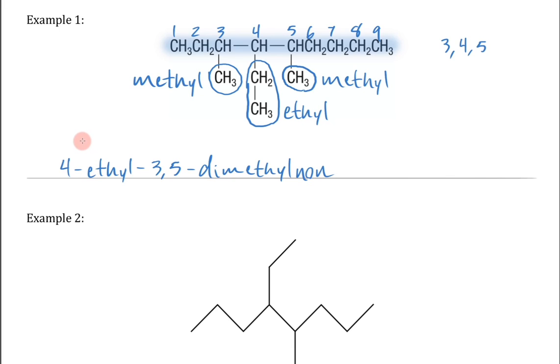Okay, so we have 4-ethyl-3,5-dimethyl-non. This is not the finished name. We do need to put our suffix at the end. And in any of these examples, it's quite simple. The suffix for any alkanes is -ane. So our full name is 4-ethyl-3,5-dimethyl-nonane. Okay, it's kind of a weird name, but that's what we arrive at when we follow the IUPAC rules.